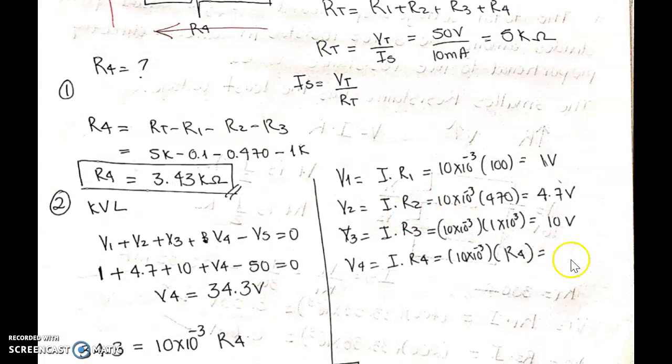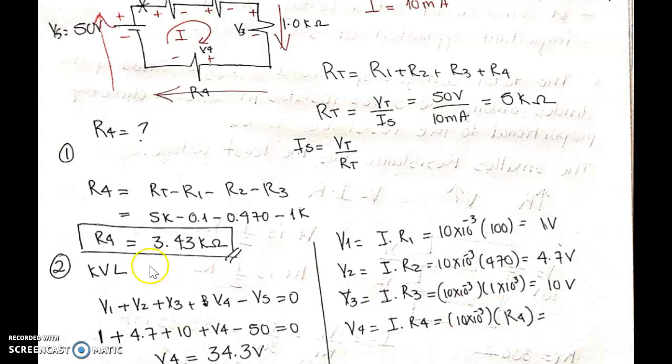Now I can find the voltage, right? Now I can find the voltages using the KVL. So if I find the voltage using Ohm's law, I have I times R.